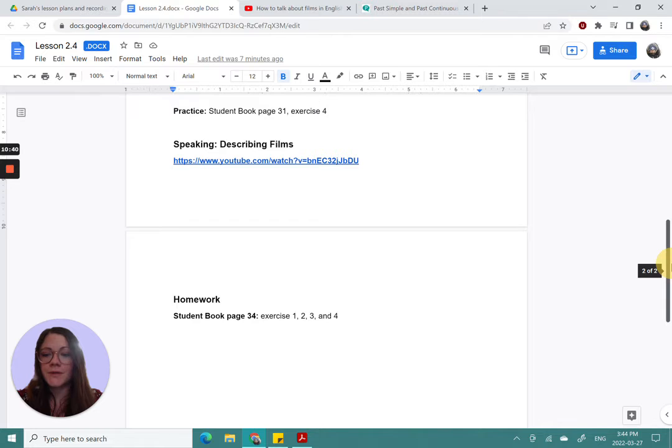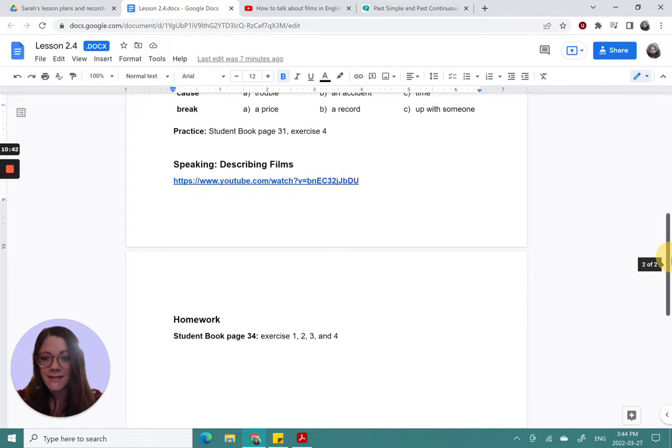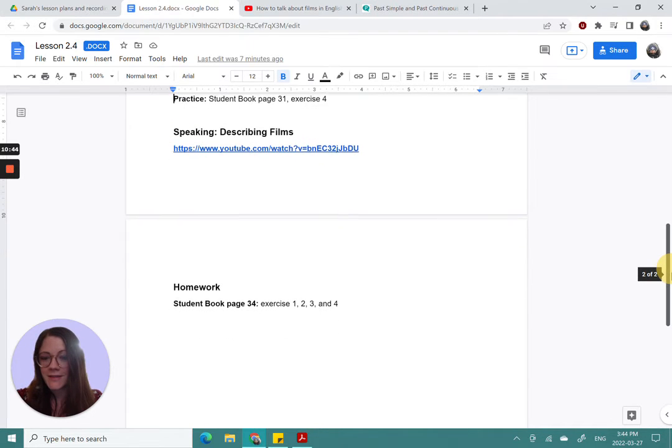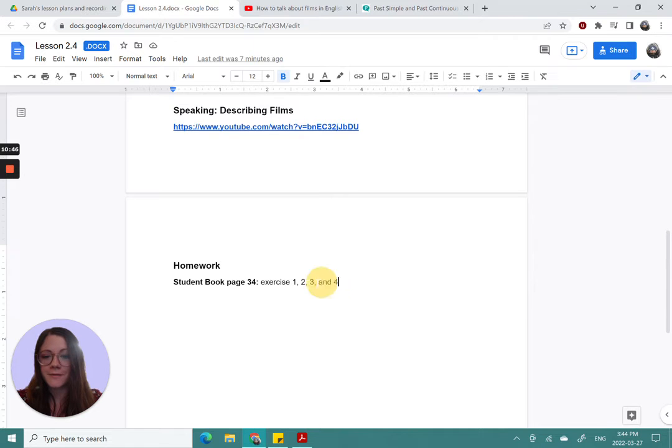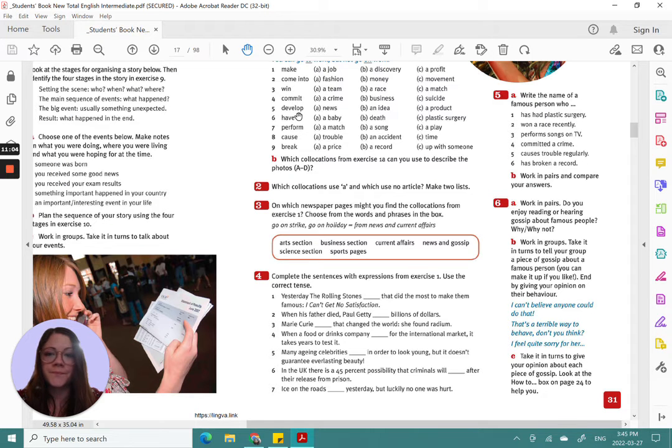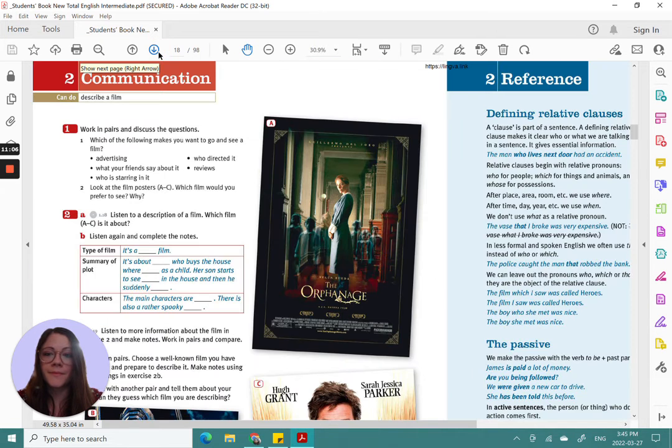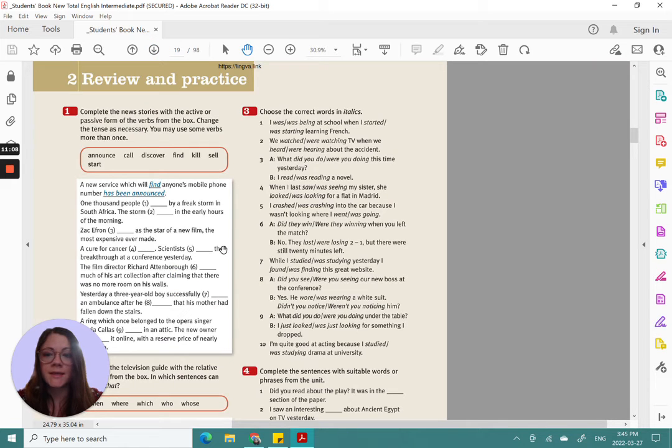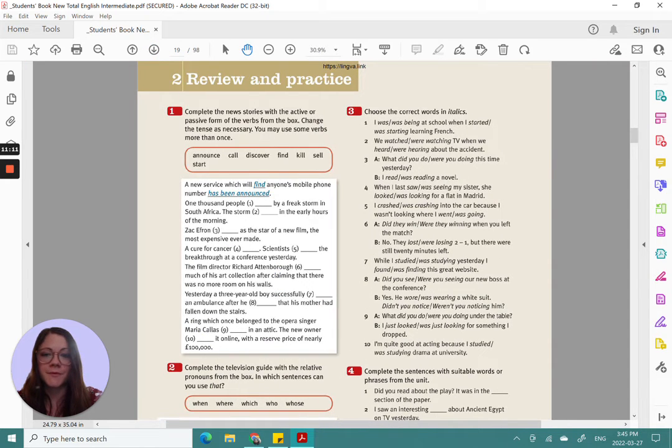So to complete this lesson and this unit, we have our review exercises. So on page 34 of our student book, I would like you to do exercises 1, 2, 3, and 4. That is this page.